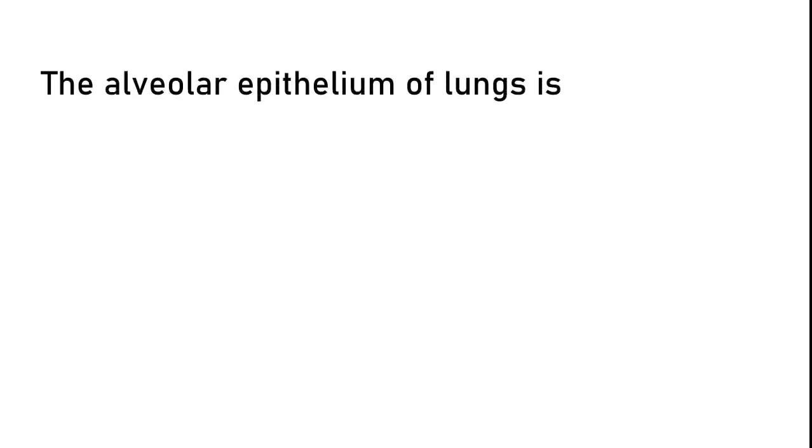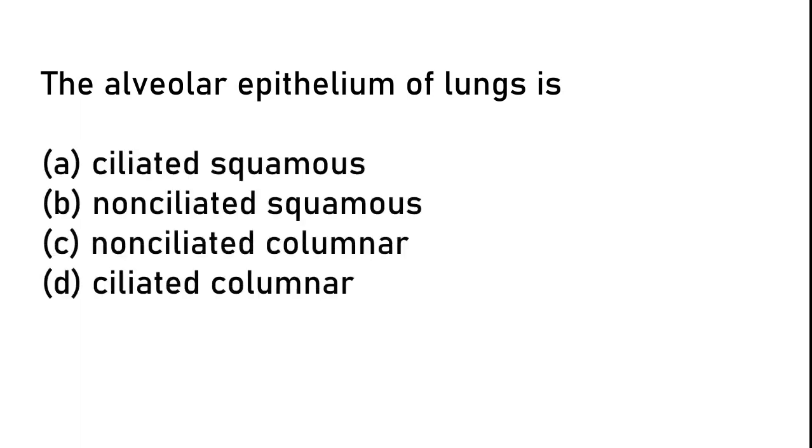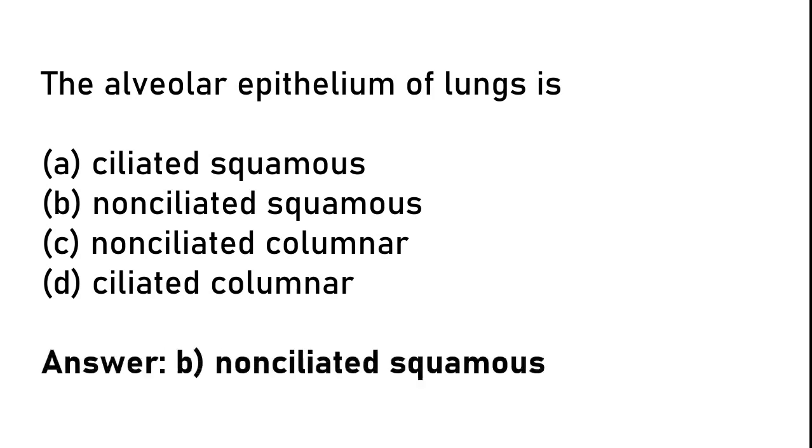The alveolar epithelium of lungs is: ciliated squamous, non-ciliated squamous, non-ciliated columnar, ciliated columnar. So the correct answer is option B. The alveolar epithelium of lungs is non-ciliated squamous.